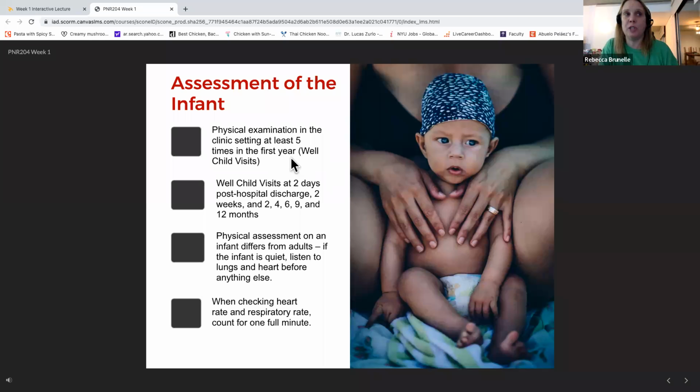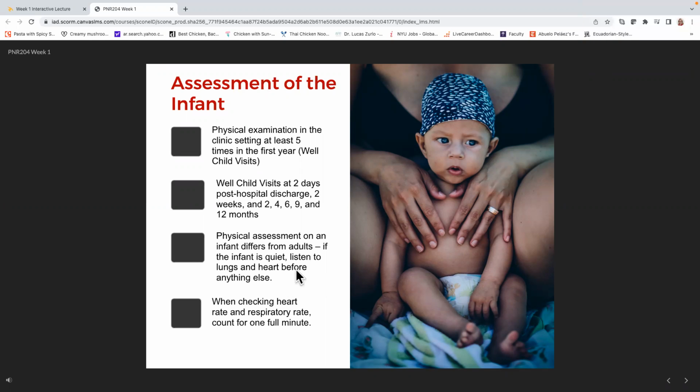So in that first year, you want the baby coming in at least 5 times for their well child checks. And like I said, the immunization schedule is scheduled around their well child checks. They should come in 2 days after they've been discharged from the hospital, at 2 weeks, and then at 2, 4, 6, 9, and 12 months. So they should really be coming in frequently in that first year.